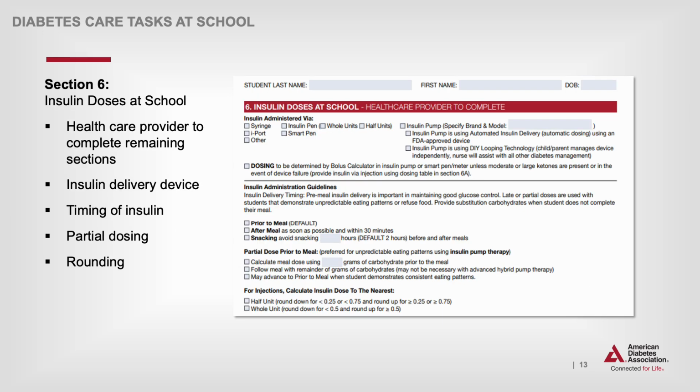Sections 6 through 9 must be completed by the healthcare provider. This section describes the manner in which the student receives insulin and whether they utilize a bolus calculator for dosing. Timing of insulin administration is an important consideration for students that are inconsistent eaters. This section allows students to receive partial boluses prior to meals, thereby avoiding after-meal hyperglycemia.